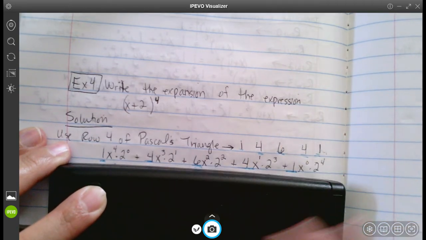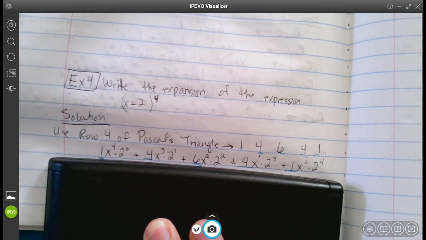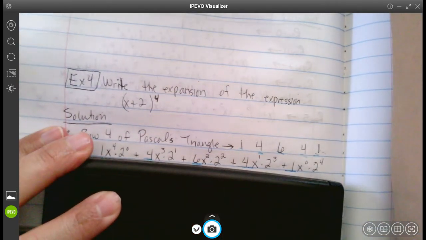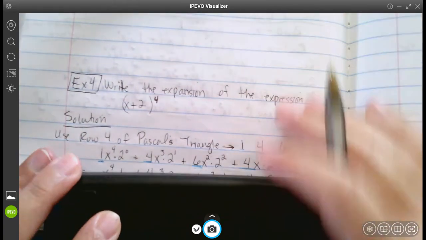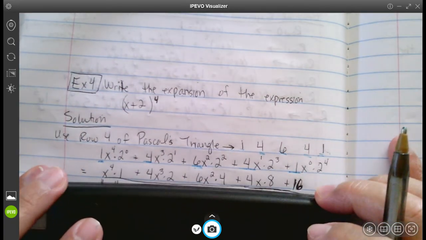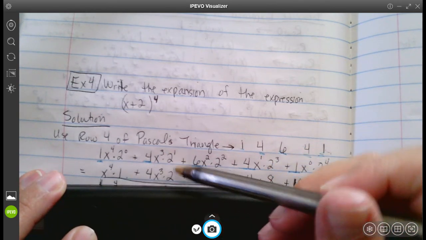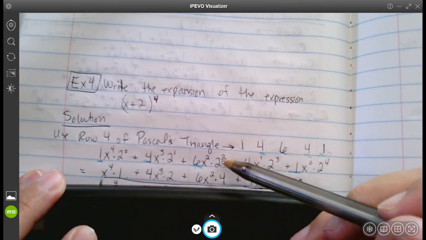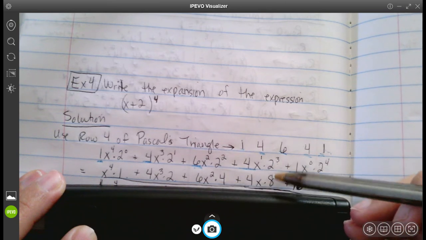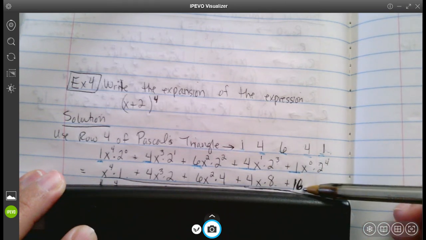And these are not the final coefficients. They're coefficients that are being multiplied times that term. So just please keep that in mind, okay? Let's look at the final outcome here. And I did kind of go step by step. I said, well, I know 2 to the 0 is just equal to 1. 2 to the first is just 2. 2 to the second power is 4. 2 to the third is 8. And 2 to the fourth is 16.